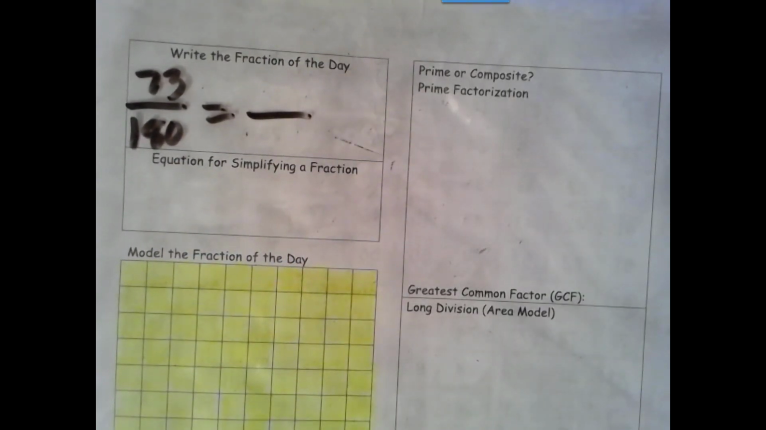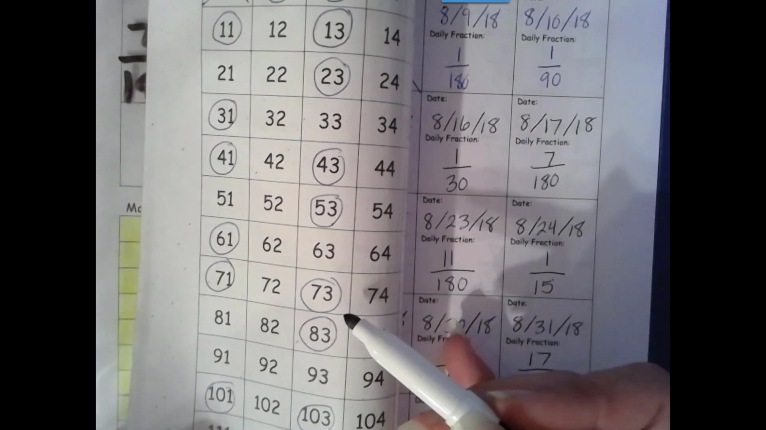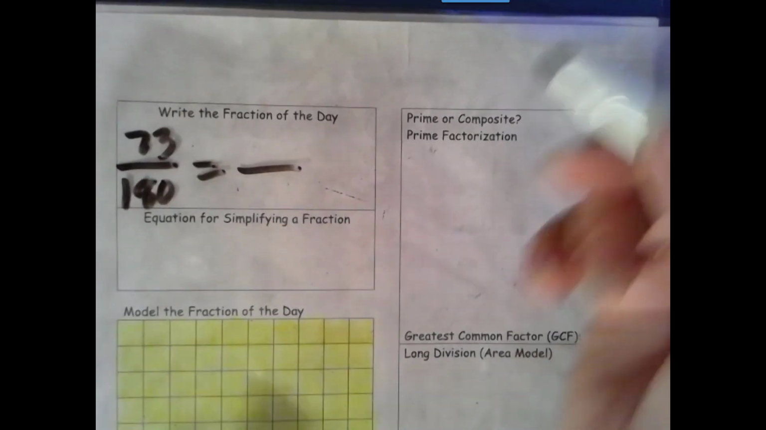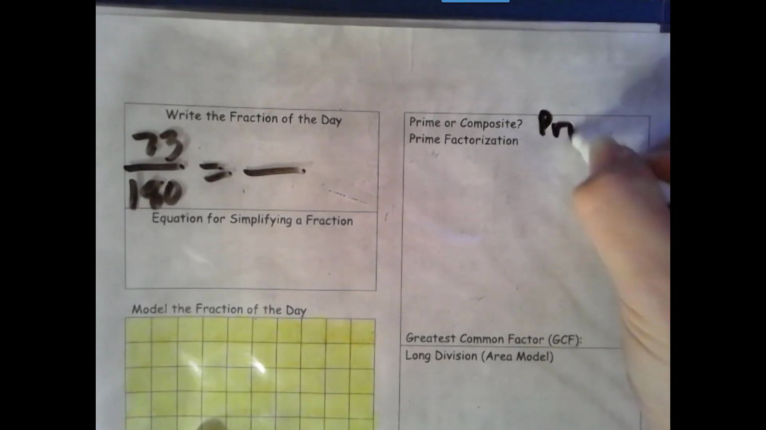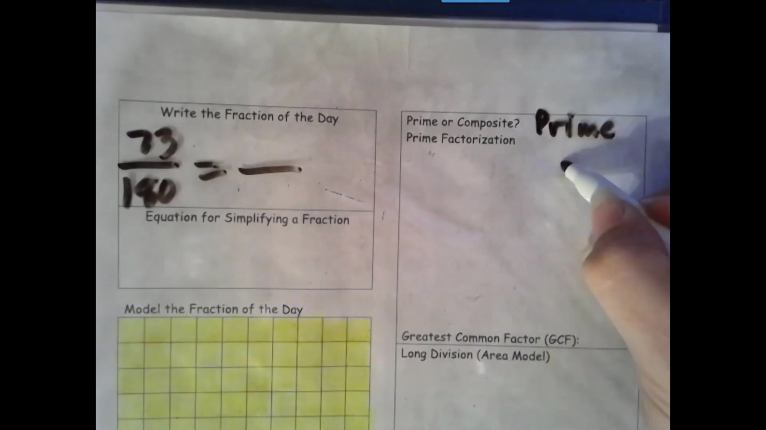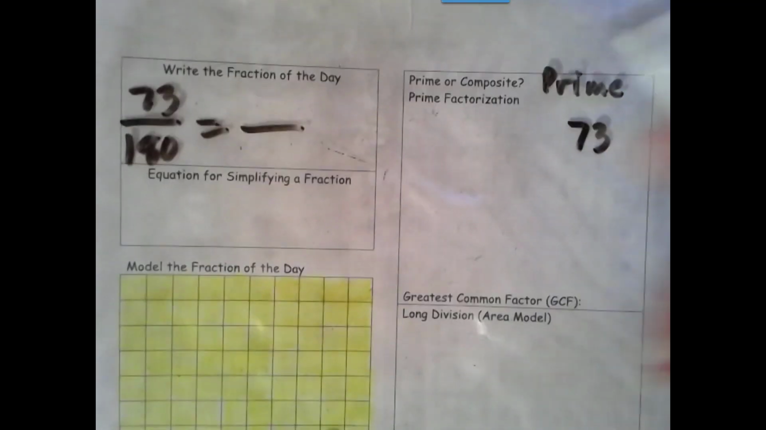We're on day 73. So we have to think, is that numerator prime or composite? Well, it's not even, so that doesn't help me. 7 plus 3 is 10, so 3 is not a multiple. Those are my two quick checks to see. And then I look on the back, and yes, 73 is circled. It is prime. So that means it only has two factors, one and the number itself. So the only prime number I can divide by is 73.